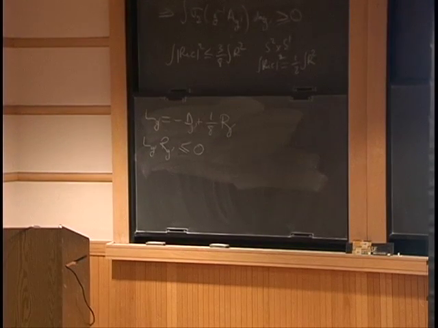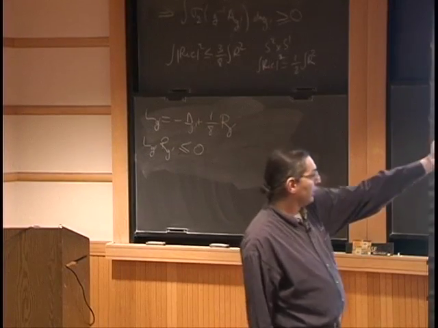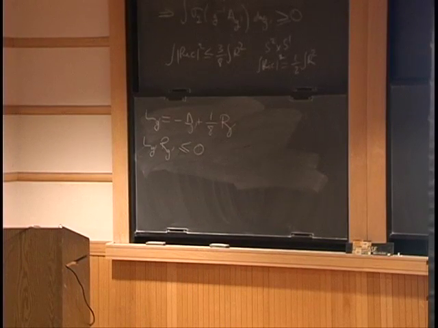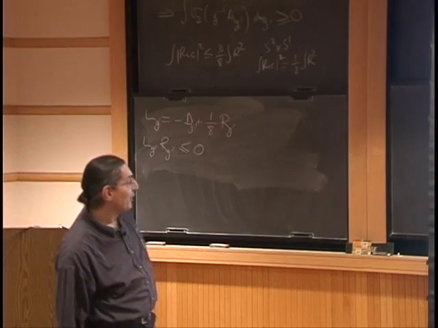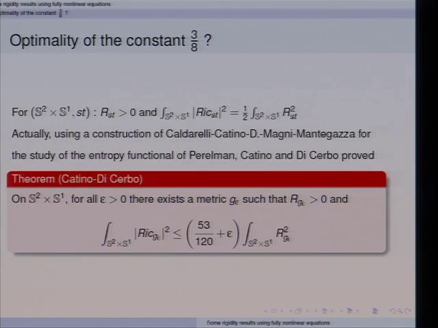So this is what I said. You take S^2 cross S^1. If you compute the integral of Ricci squared, this is equal to 1/2 times the integral of the square of the scalar curvature. And recently, Giovanni Catino and Luca Di Cerbo proved this result using a construction we made with many Italian people in a totally different context, which is the study of the entropy functional of Perelman. So they use this construction to prove this result.